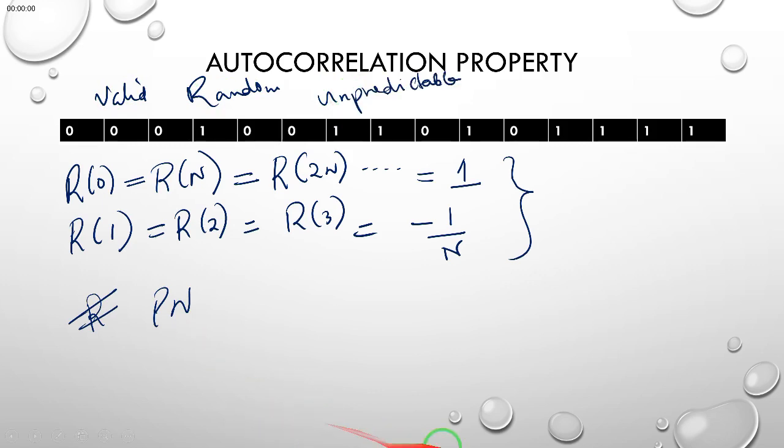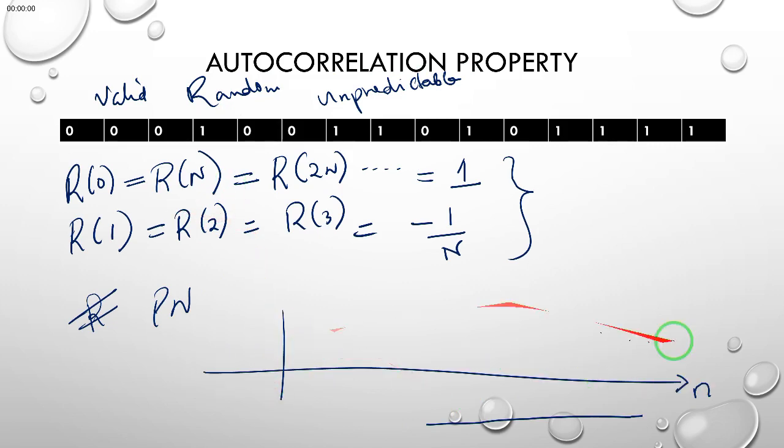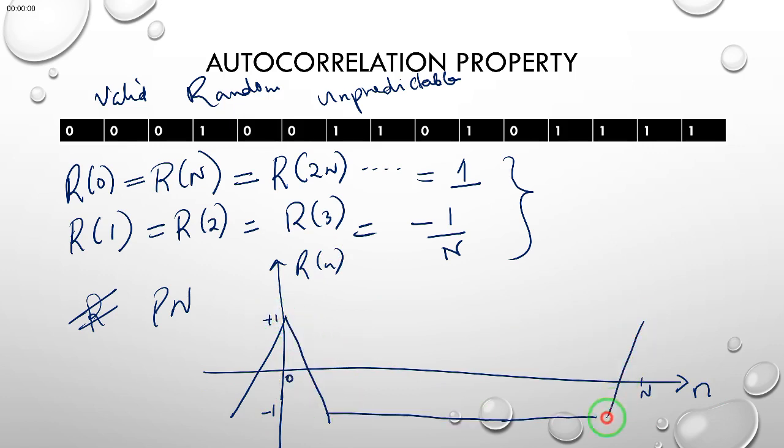The final diagram I would want to show here is that if you plot this autocorrelation function on the dimension of n, you would observe that the autocorrelation function, this is -1, this is +1, takes this shape. At the value of n, they are highly correlated. And at the value of 0, they are highly correlated. But whenever there is a delay of 1, 2, or 3 bits, they are completely uncorrelated.